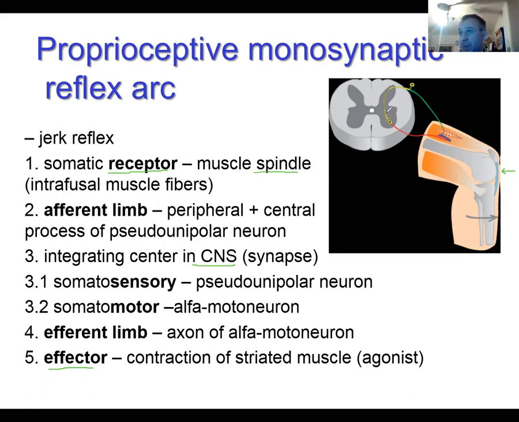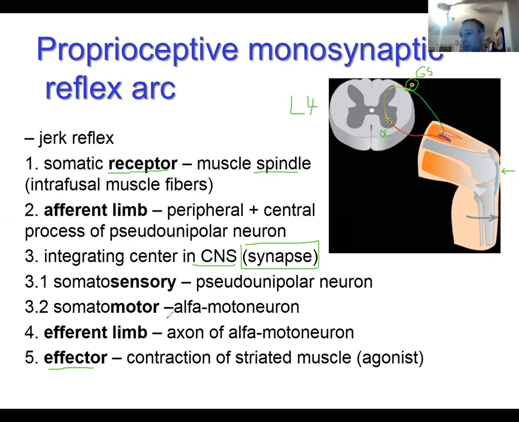Then you need to get the information into the central nervous system, in this case the spinal cord, and the segment L4 is this segment. So it runs via the peripheral and central processes of the pseudo unipolar neuron. So the proprioceptive fiber runs into the spinal cord. They enter the dorsal horns, they pass into the anterior horns, where we have the synapse. So the synapse is between the central process of the afferent limb of the pseudo unipolar neuron in spinal ganglion. So this is the ganglion spinale. And then it terminates on the alpha motor neuron.